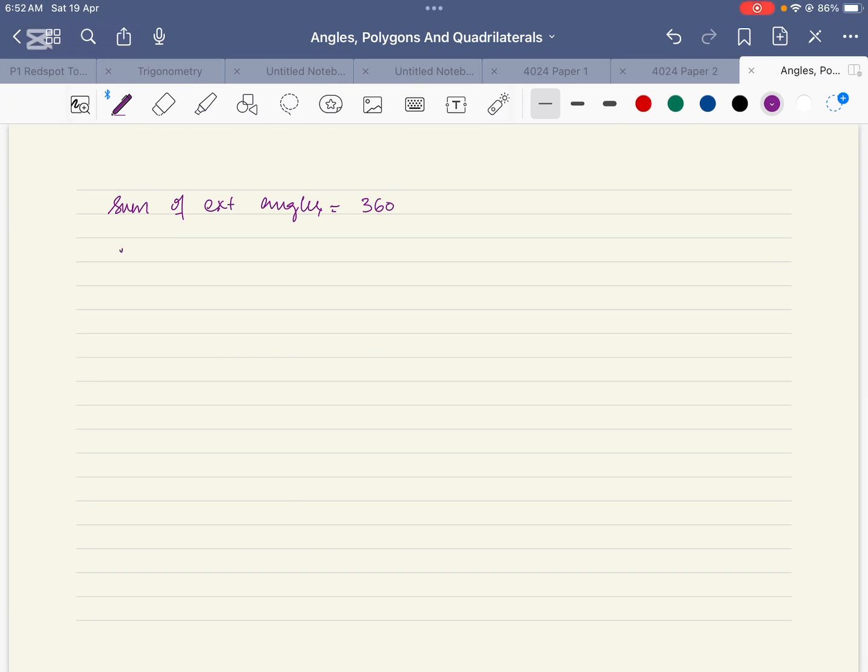To find out one exterior angle, we can do two things. Number one, either we divide 360 by n, which is the number of sides, and we find out the measurement of one exterior angle, or if we have the interior angle, what we do, we know that interior plus exterior is equal to 180.